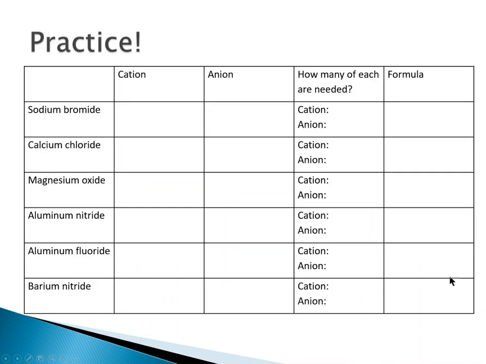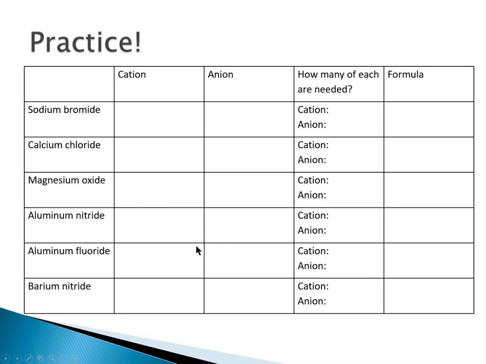So for this slide, I want you guys to practice. Look at the elements involved. So sodium bromide is sodium and bromine. Figure out the charge on each cation and anion. Based on that charge, figure out how many of each you would need and write the formula. I will do the first 2 in the table and I'll have you guys work out the rest.